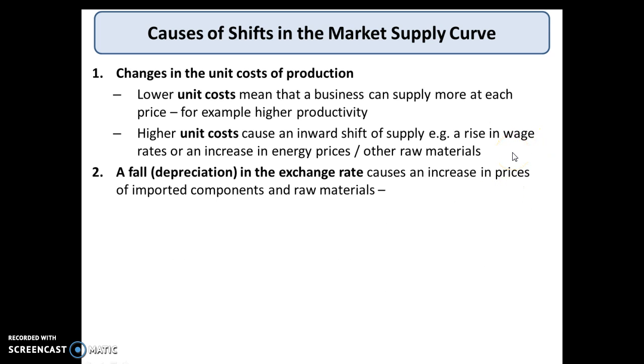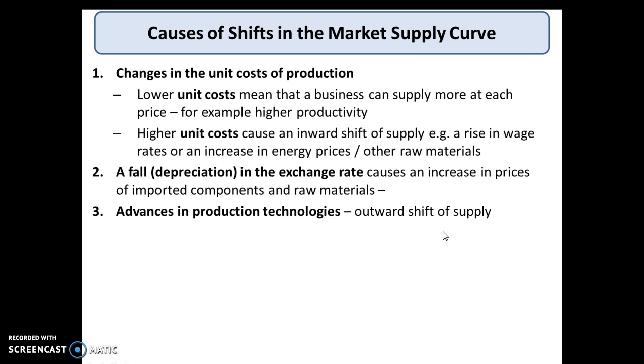We also see that a fall in the exchange rate, a depreciation, leads to prices for imported components and raw materials increasing. Therefore, once again, it goes back to point 1, changes in the unit costs of production, so it becomes more expensive and we do less of it. Advances in technology, we'll maybe see an outward shift in supply. Products are faster, more efficient and easier to produce.